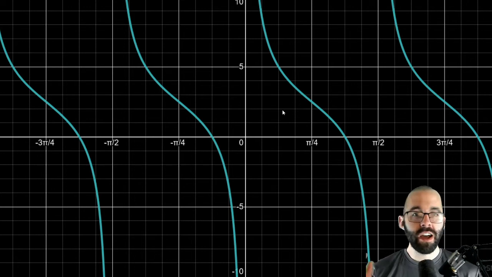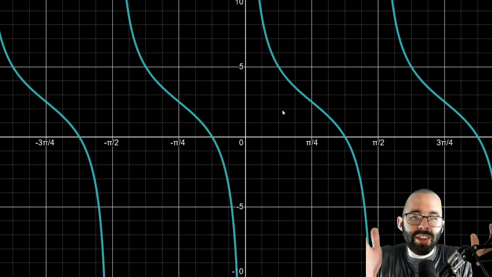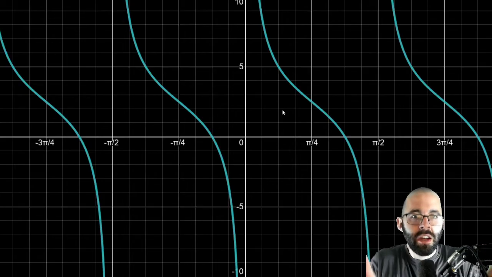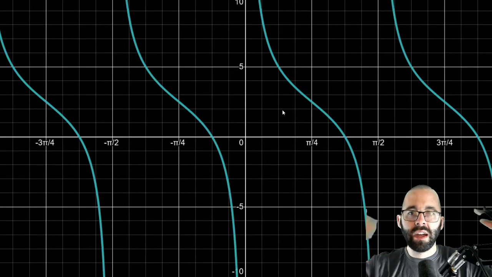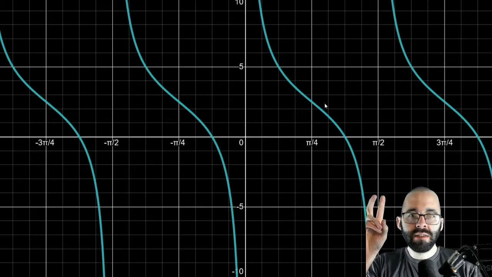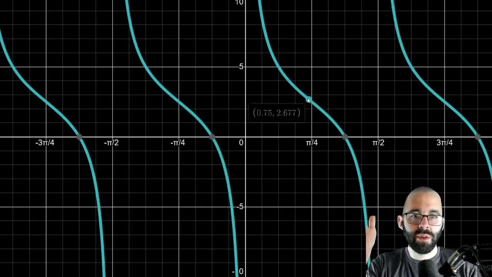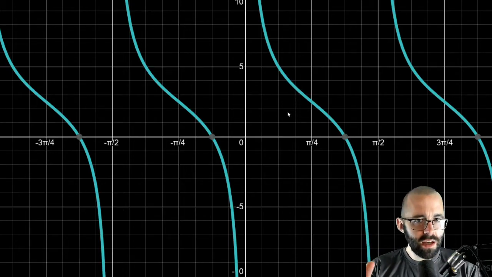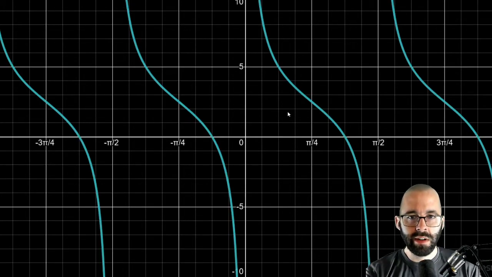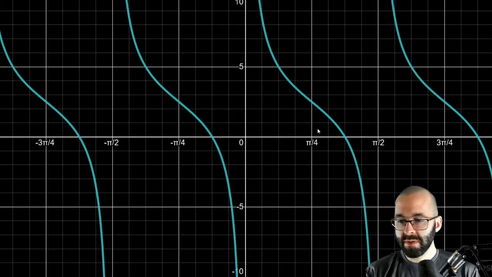So first off, the recommendation is to look at the period, but right off the bat, notice that this graph is moved up. The middle of each piece looks like it's somewhere around here. I don't know where it is. Somewhere around here. We'll look at that later. But just be aware that yes, this graph has been moved up.